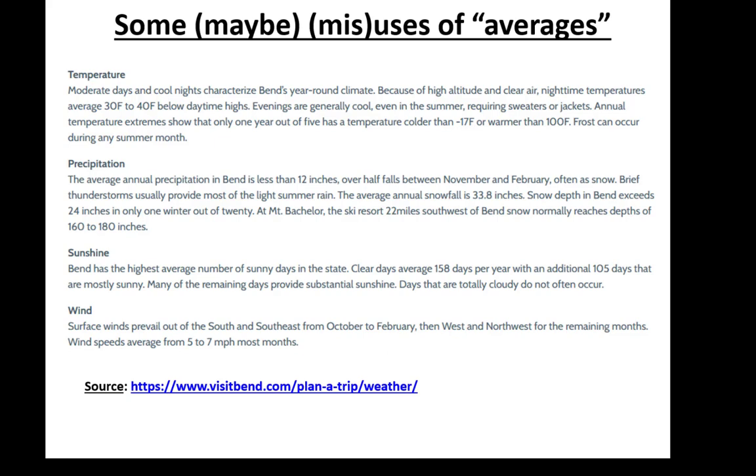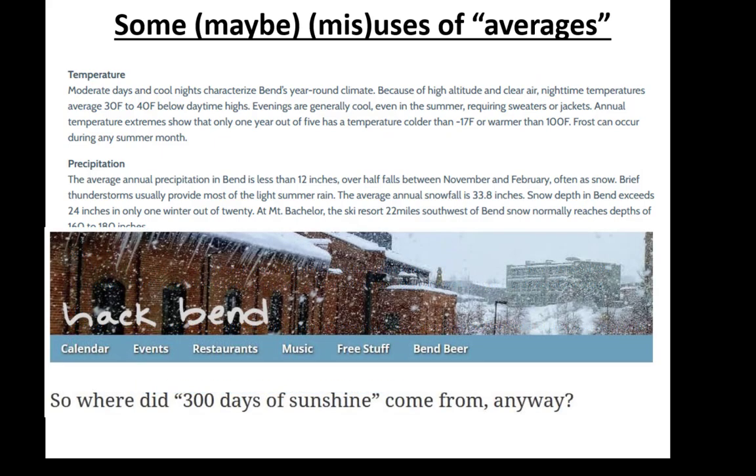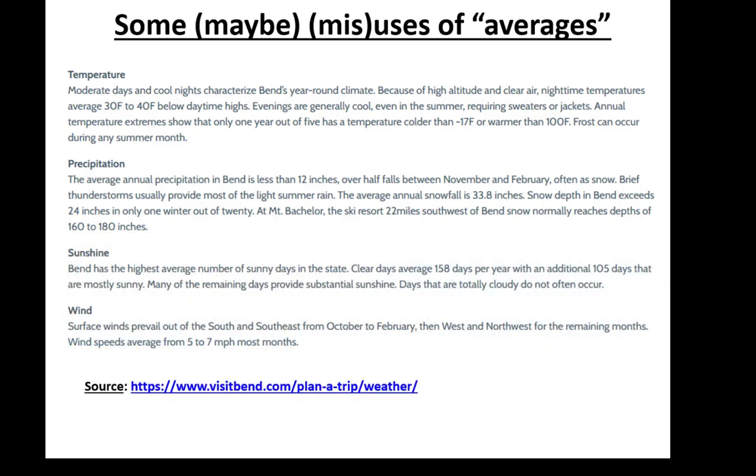Okay, moving on. The sunshine. This is one of my favorite claims about Bend, that Bend has 300 sunny days per year. And I don't know where these numbers come from. Clear days average 158 days with an additional 105 that are mostly sunny. What is the difference between clear and mostly sunny? What makes many of the remaining days provide substantial sunshine? The problem with using the word average here is it implies that something's actually being counted or measured, which I think is stretching the definition of average in this case.